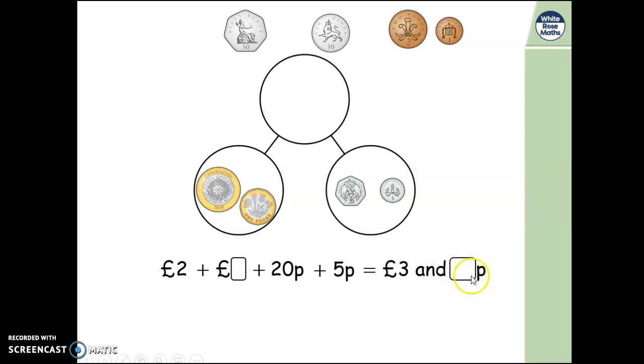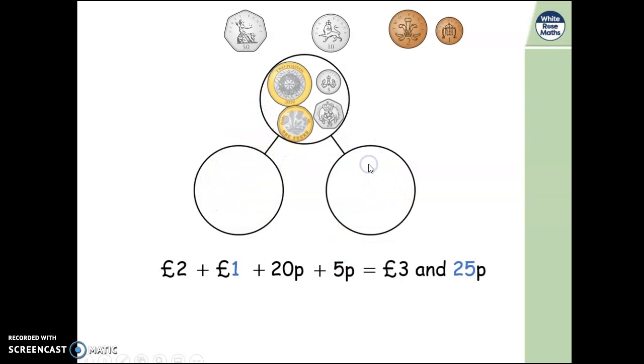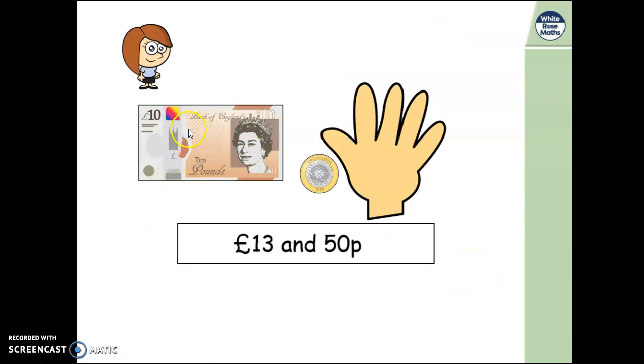Now we need to find the total here because it's the total. So if we added up the pennies, we've got 20 and 5, 20 plus 5 equals £3 and 25p. What we're going to look at is this. So we have a £10 note, £2 and 50p. The total is £13 and 50p.